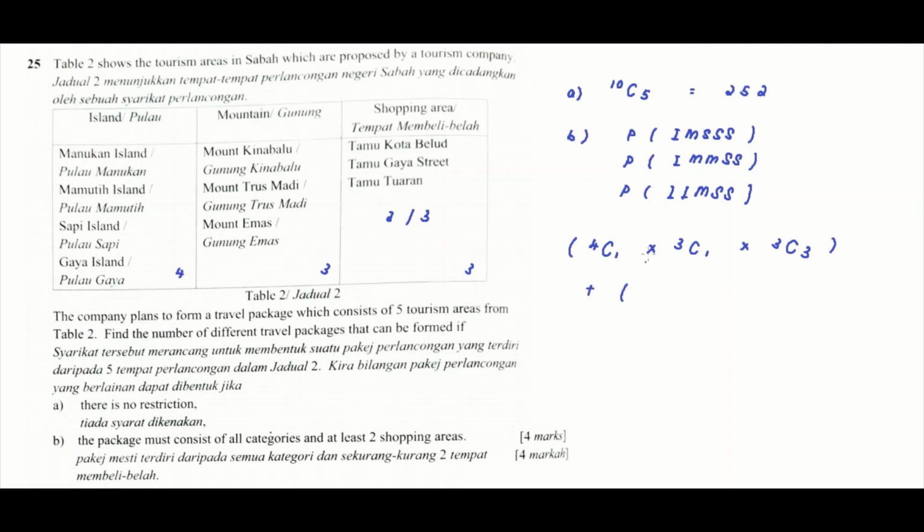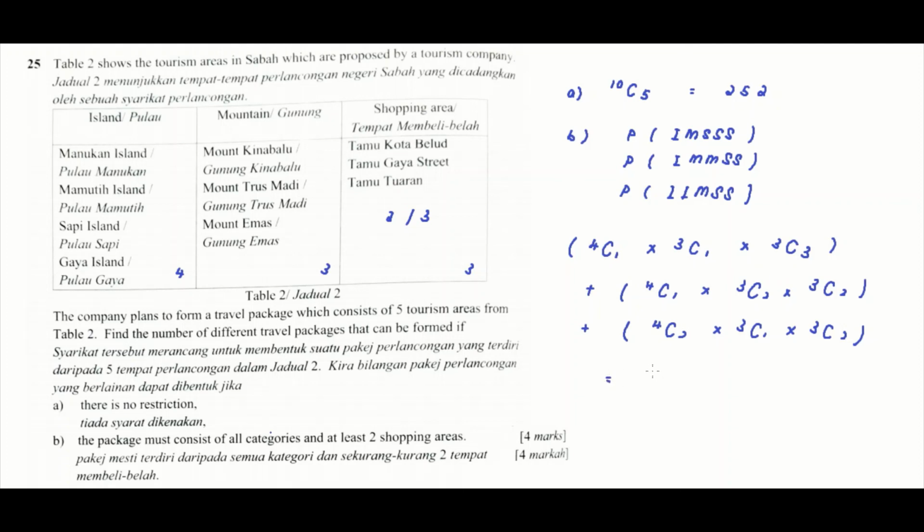Then the second one: I'm going to choose 1 island as well, so 4C1, 2 mountains, so 3C2, and 2 shopping areas, so 3C2. And the last one, I'm going to choose 2 islands, so 4C2, 1 mountain, 3C1, and then 2 shopping areas, so 3C2.